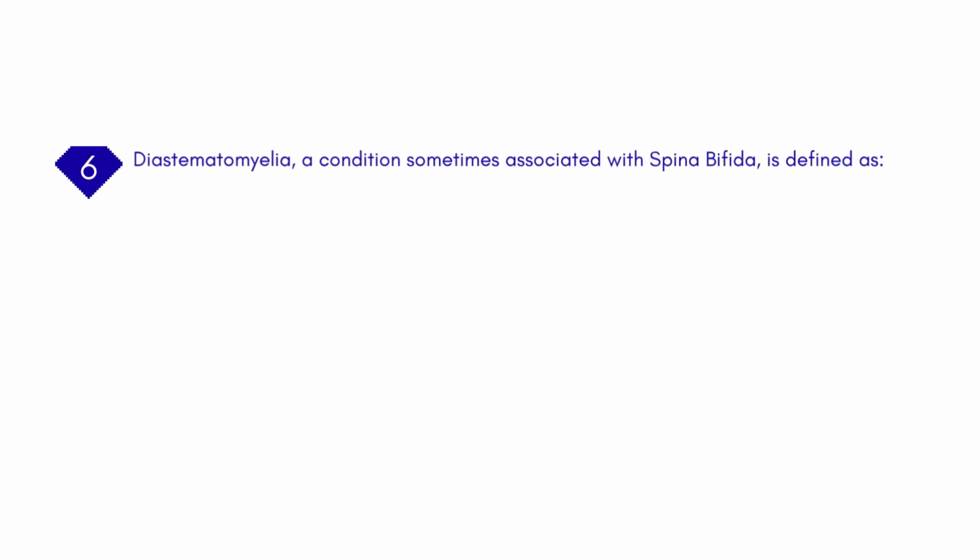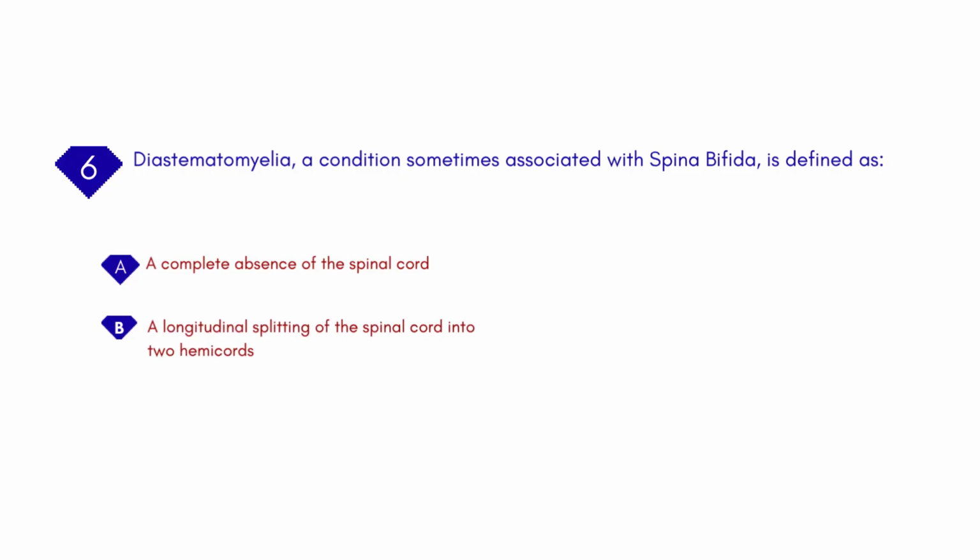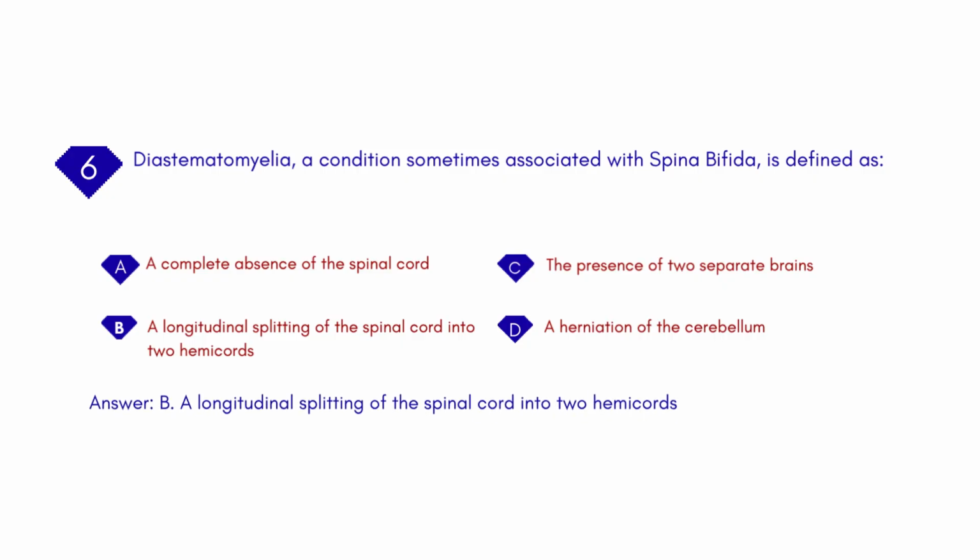Diastematomyelia, a condition sometimes associated with spina bifida, is defined as A. A complete absence of the spinal cord. B. A longitudinal splitting of the spinal cord into two hemichords. C. The presence of two separate brains. D. A herniation of the cerebellum. Answer: B. A longitudinal splitting of the spinal cord into two hemichords.